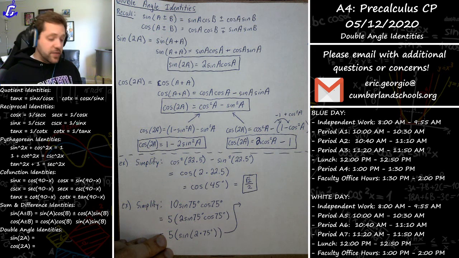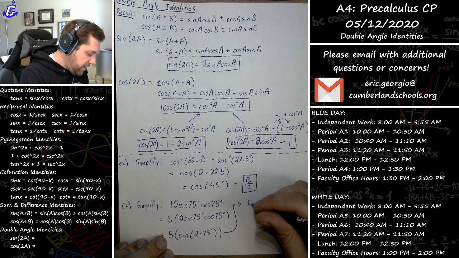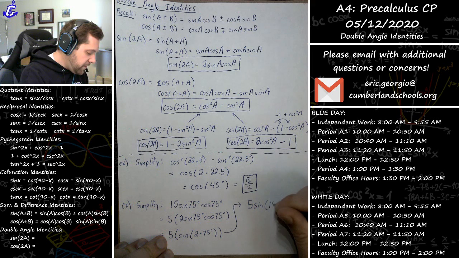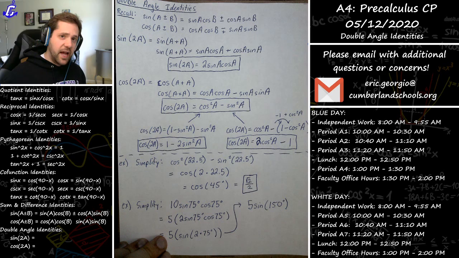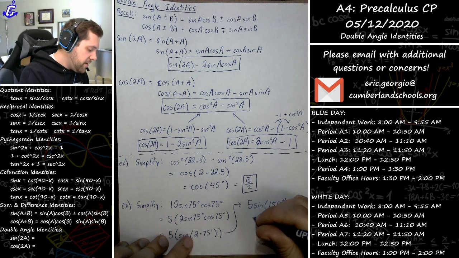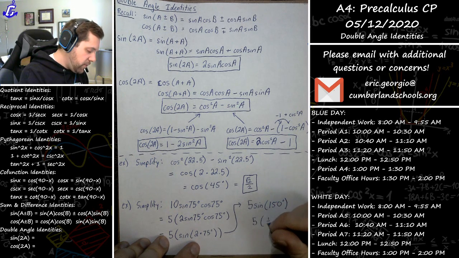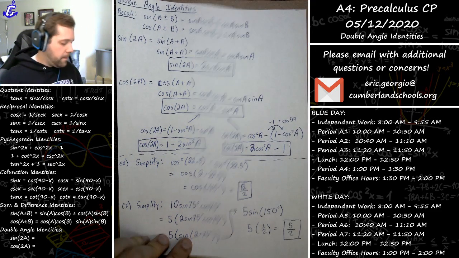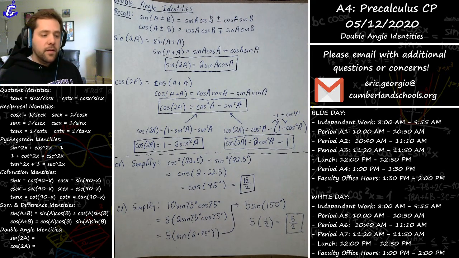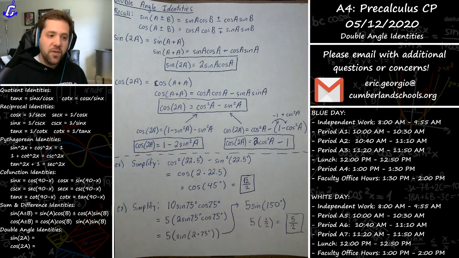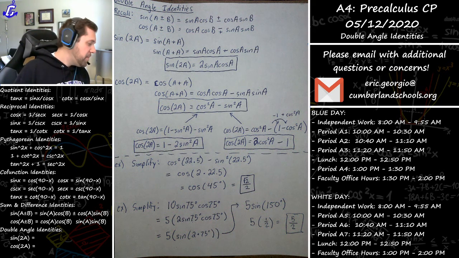Well, luckily for us, 2 times 75 degrees is a nice unit circle value. We can say that that's 5 times the sine of 150 degrees. Sine of 150 degrees in the second quadrant is the same as the sine of 30 degrees. It's going to be 1/2. So this comes out to be 5 times 1/2, which is 5 halves, or 2.5 if you prefer. Okay. Does anyone have any questions, comments, or concerns about that now? Pretty neat stuff, right? I think that's pretty cool.